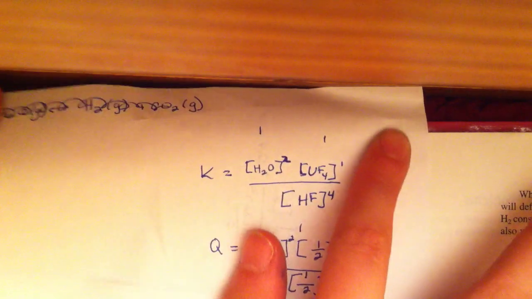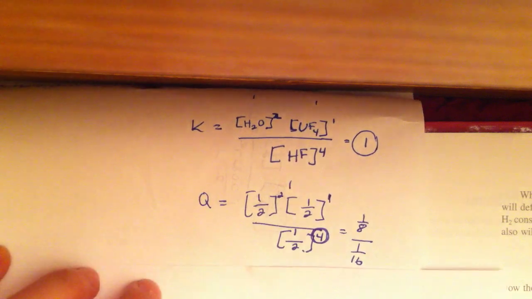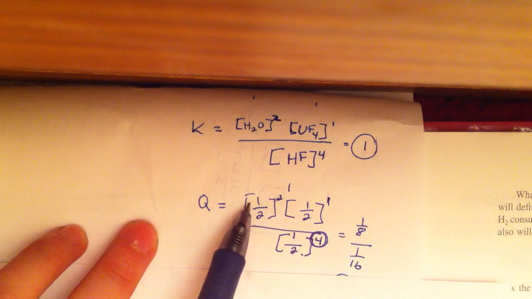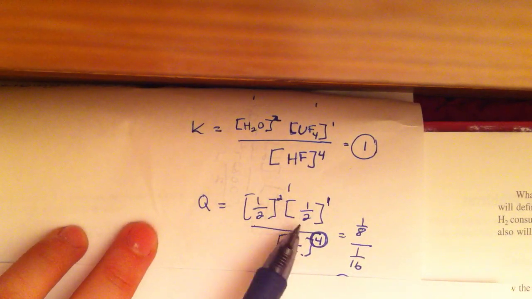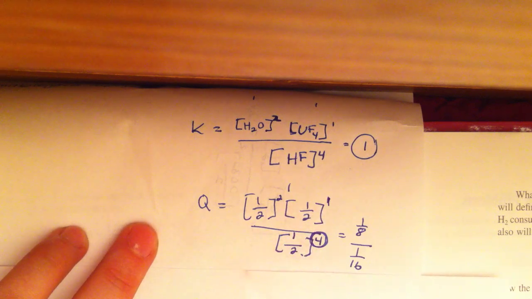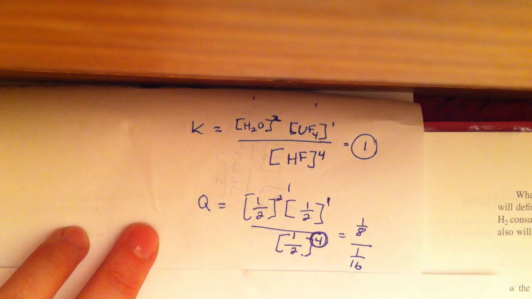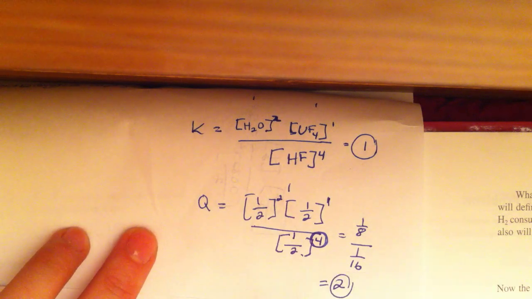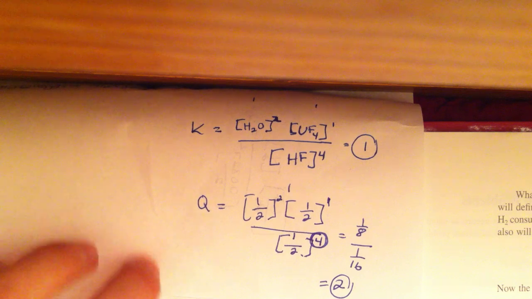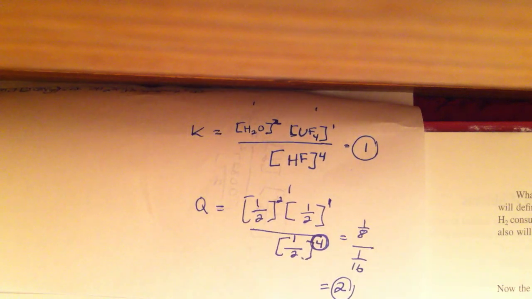Okay, so when we do that, let me move this up a little bit. We now have 1/2 to the second power, 1/2 to the first power, 1/2 to the fourth power. When you do these numbers out, you actually get 1/8 over 1/16. And from there, you're going to divide, and you're going to see that Q is equal to 2. So Q got bigger.